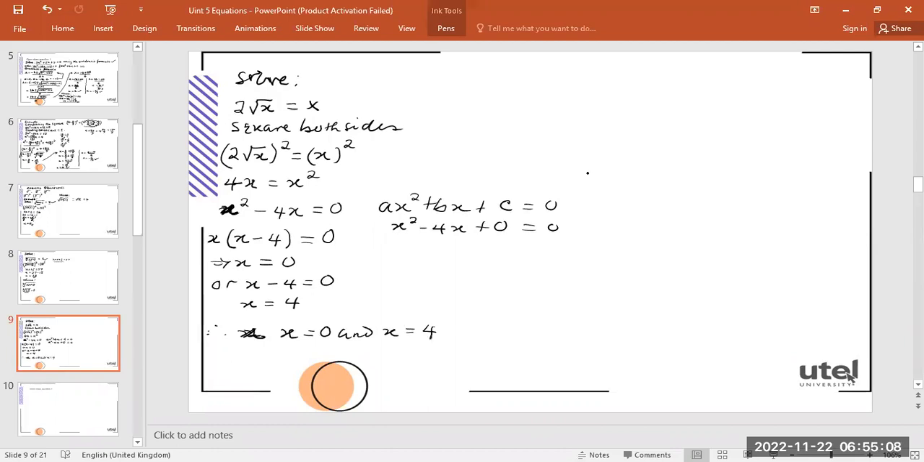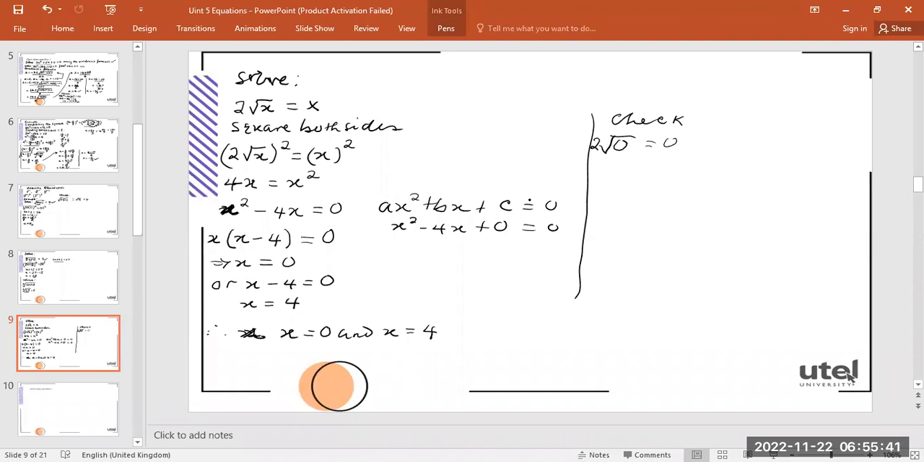And of course, we can always carry out our check. So for the first one, we have 2 multiplied by the root of 0. If we substitute 0, the square root of 0 is 0, multiplied by 2 gives us 0. And we said that our x is 0. So you can see that the left-hand side exactly gives us 0.